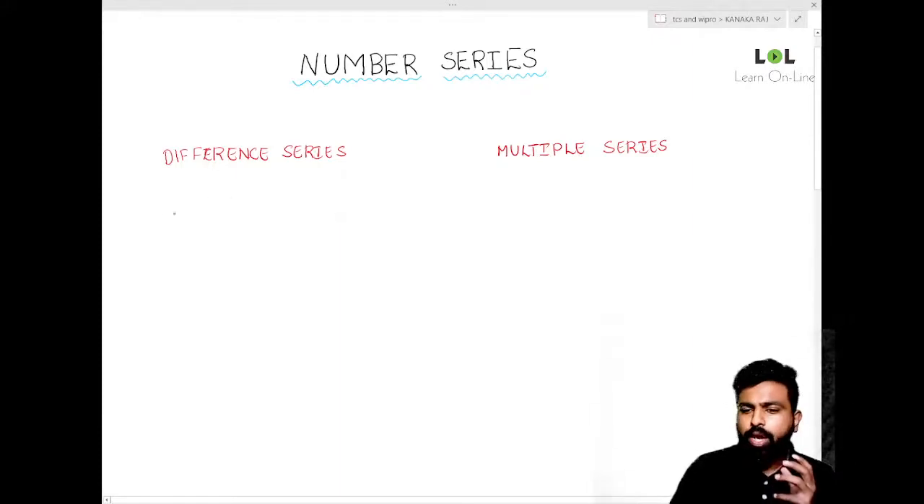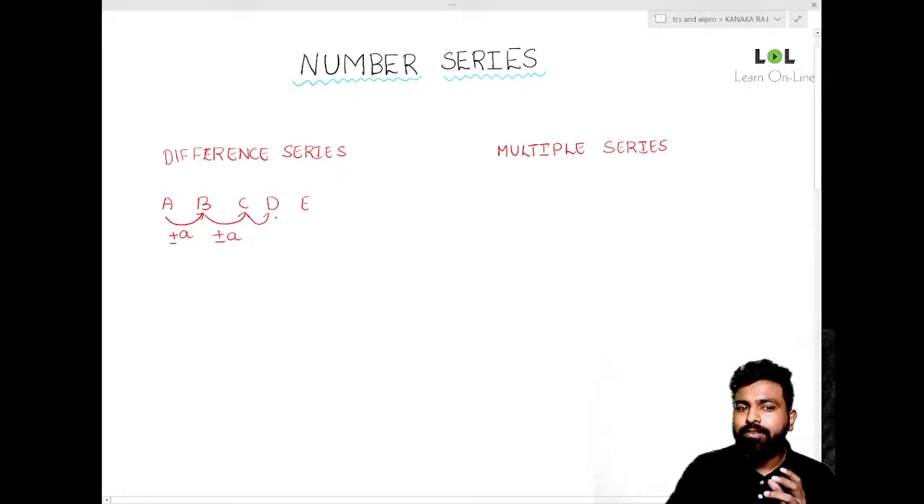Don't know. Okay, let's imagine that this series is something like this: A, B, C, D, and E. This is the series that is given in your examination. If the terms of the series are formed by adding some numbers or subtracting some numbers, we call it a difference series. Adding or subtracting some numbers is called a difference series. It can be different numbers as well.